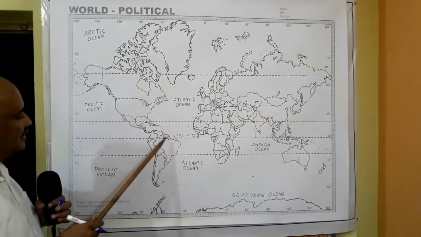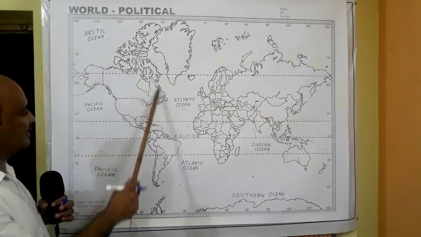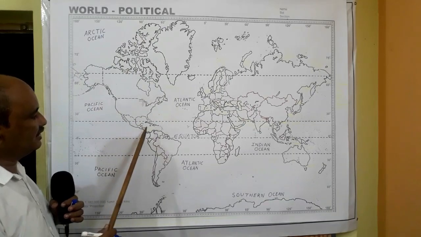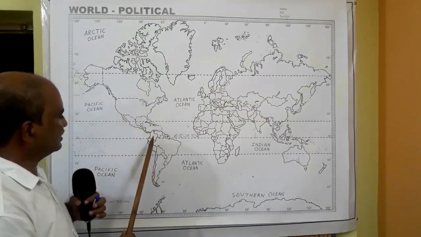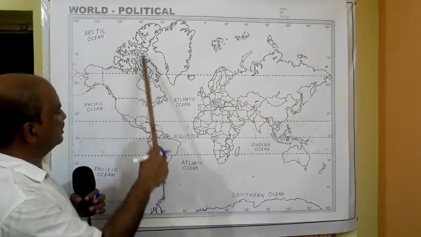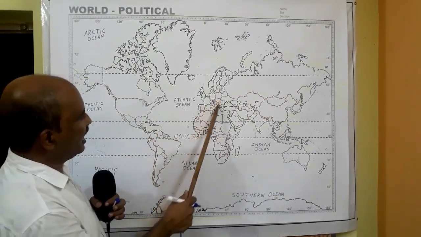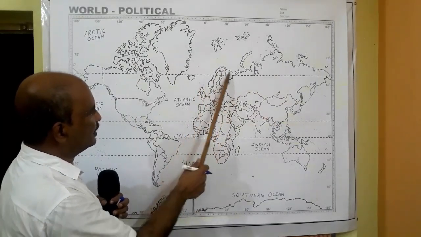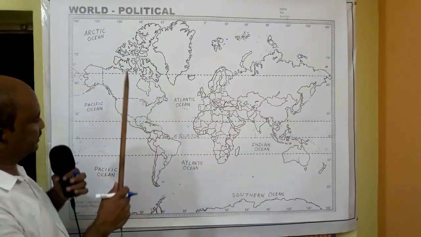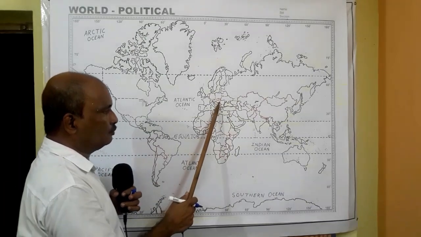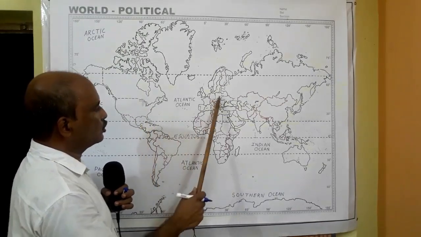Now let us take above the equator. The continent North America is completely in the northern hemisphere. If we take only northern and southern, then the continent which is completely in the northern hemisphere is North America. At the same time we have Europe also completely in the northern hemisphere. So 2 continents, North America and Europe, are both above the equator, so they are in the northern hemisphere.